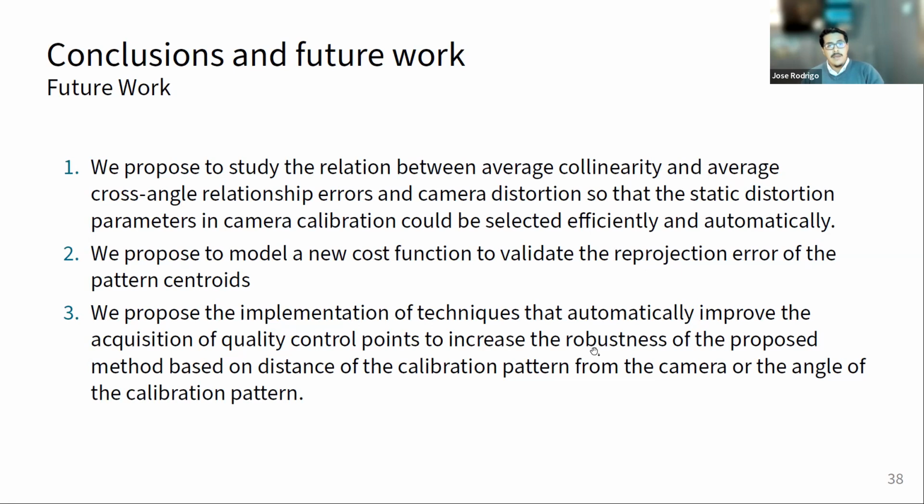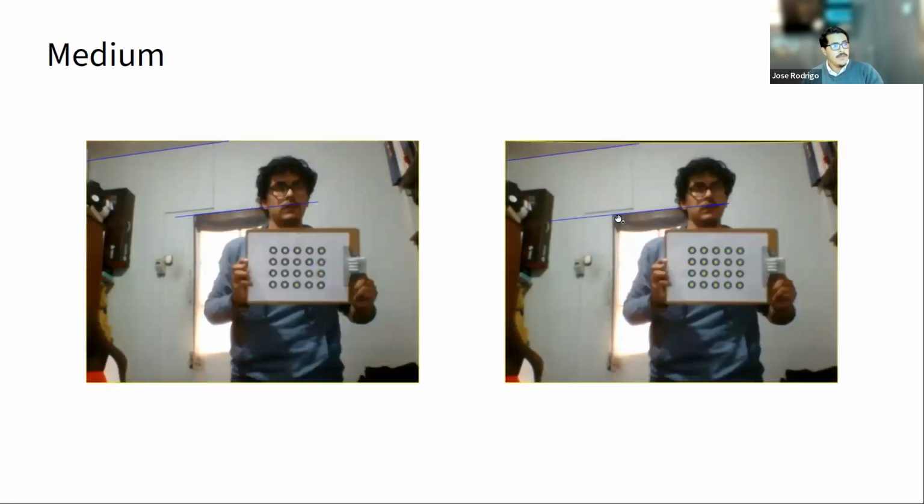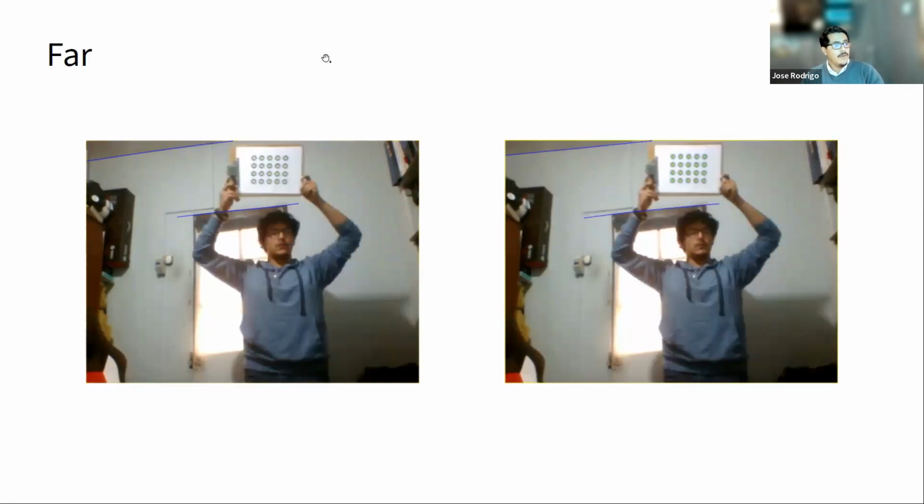We can see some of the results before and after the calibration. This is with the HP True Vision camera from a close distance. From a medium distance, we can see here a little black space where the calibration was made. We can see some lines that are supposed to be straight, but before the calibration are not really straight, and after the calibration, they look much better. And finally, the far distance.